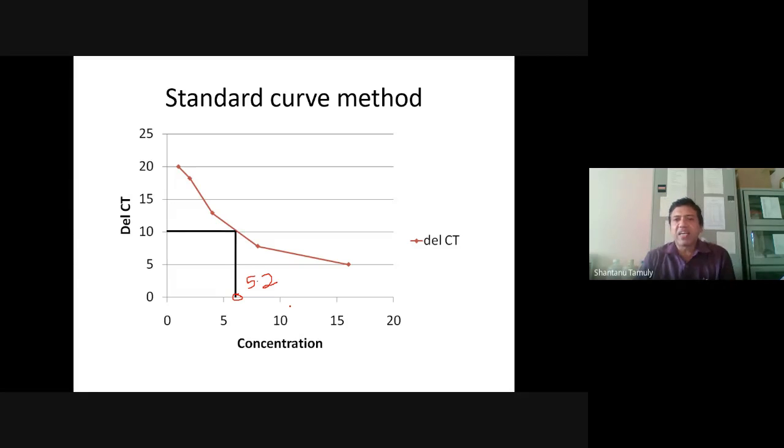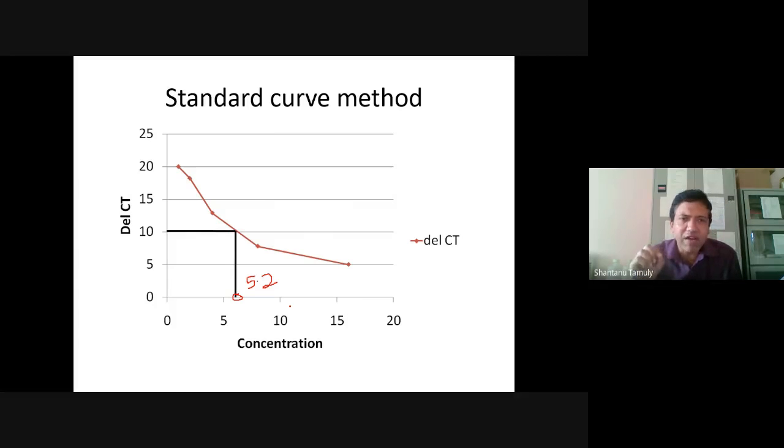But this method has got a lot of drawbacks. Number one drawback is that you'll have to make a standard curve like this. And see, here I am saying it is 5.2, but I'm just guessing it. I don't have any accuracy whether it is 5.2 or 5.3 or 5.1. It may be 5.25, 5.15. I don't know.